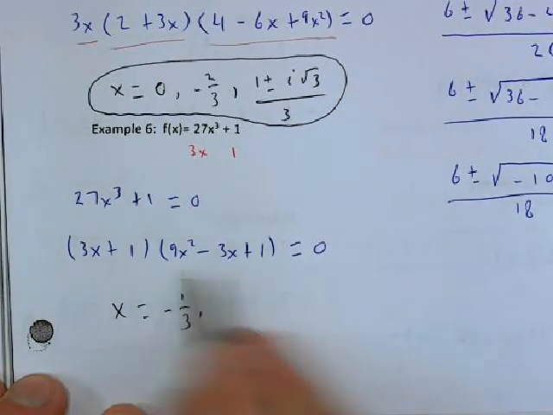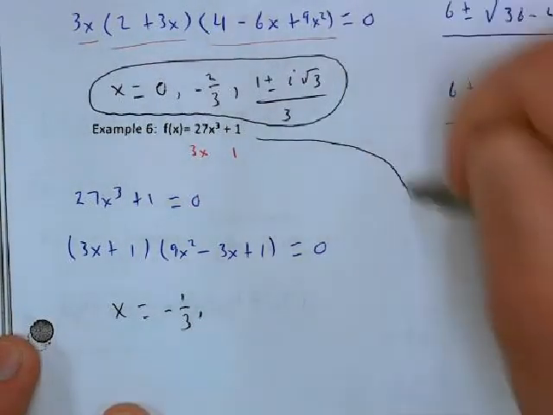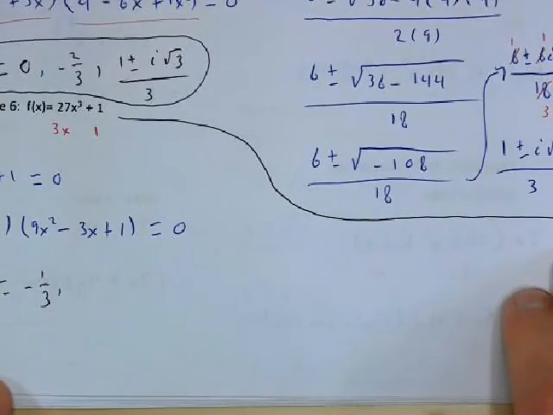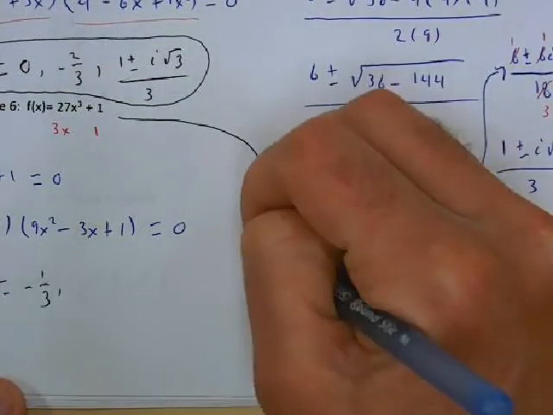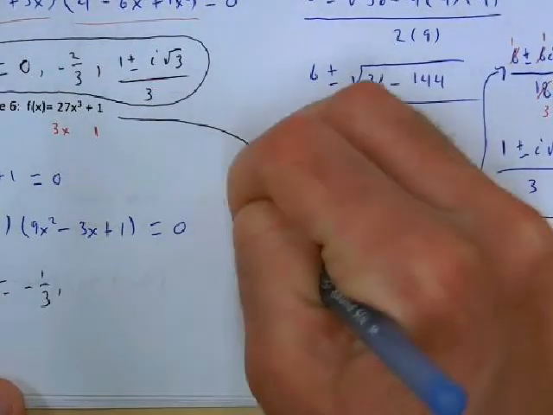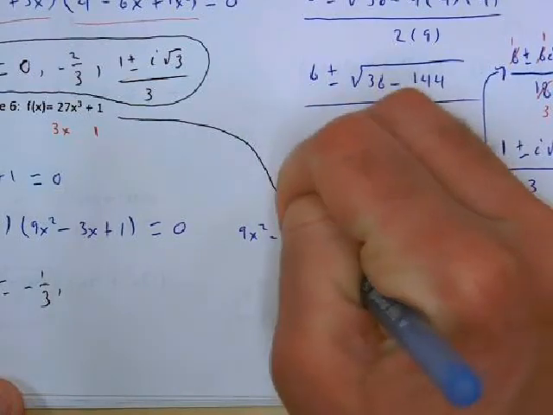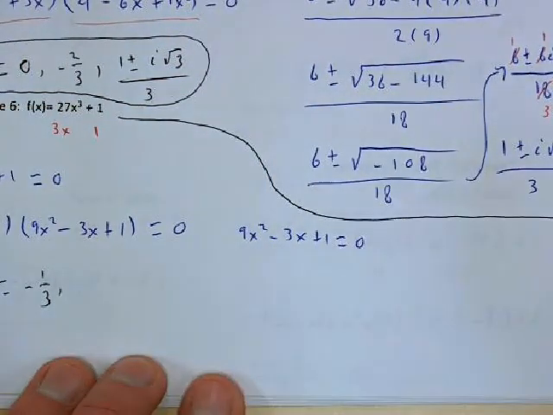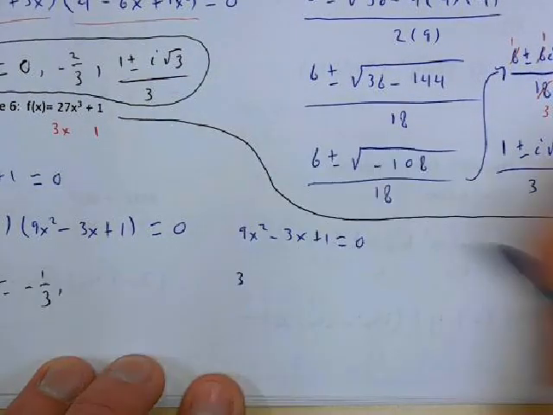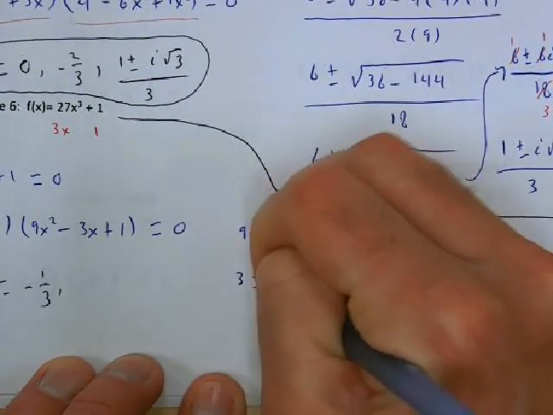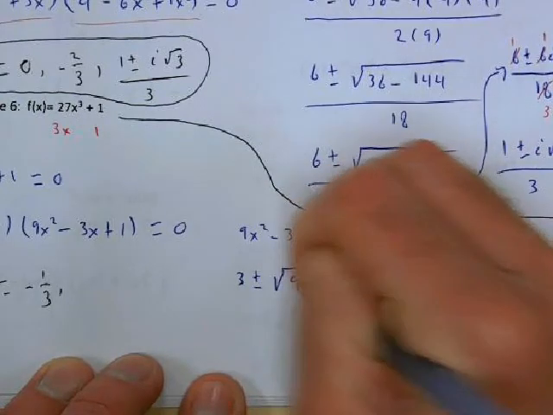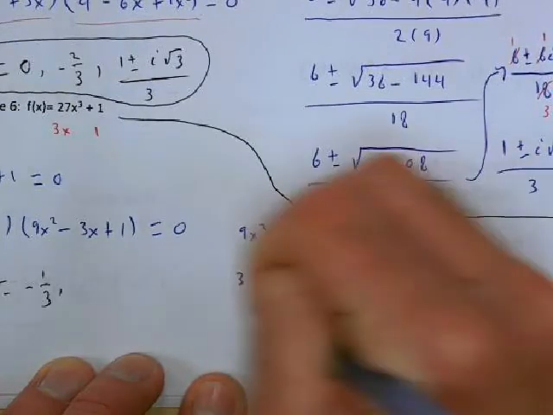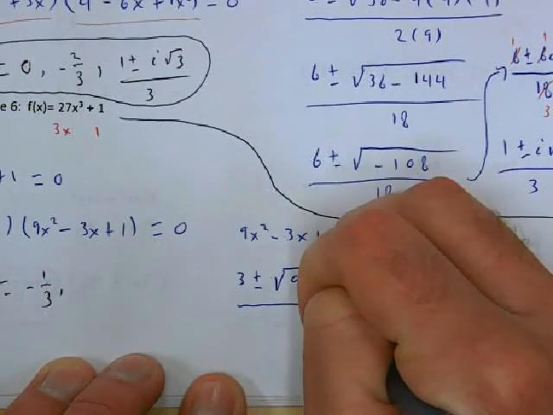And then I want to get my two imaginary solutions from that last part. We're going to need to kind of maximize our space here because we came low on the other one. But I want to know, when does 9x squared minus 3x plus 1 equal 0? Okay, so we want to use the quadratic formula. So it's going to be negative b, which is going to be positive 3, plus or minus the square root of b squared minus 4 times a times c over 2a.